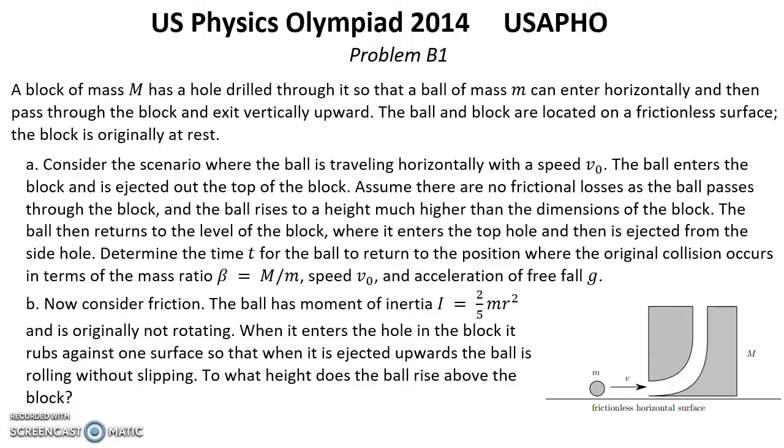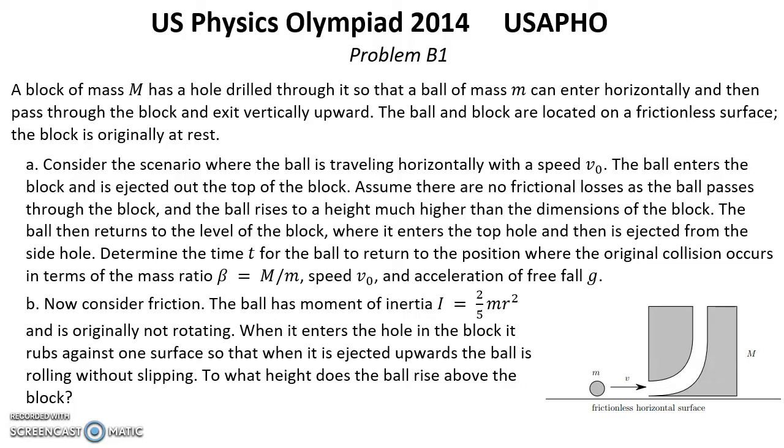US Physics Olympiad, year 2014, USAPHO. Final round. Problem B1. A block of mass big M has a hole drilled through it so that a ball of mass small m can enter horizontally and then pass through the block and exit vertically upward. The ball and block are located on a frictionless surface. The block is originally at rest.